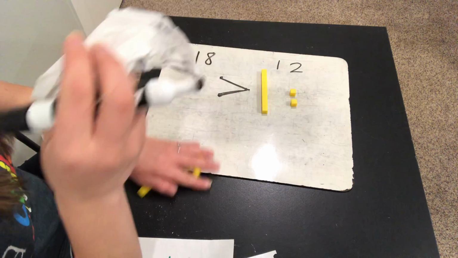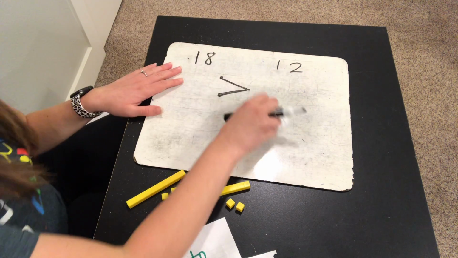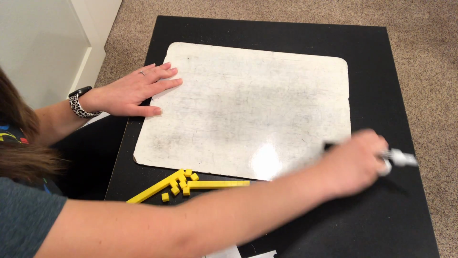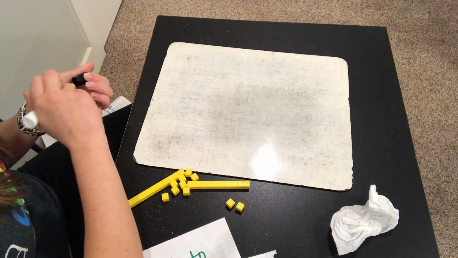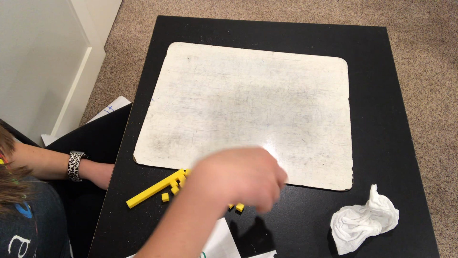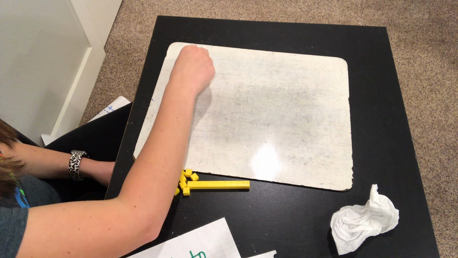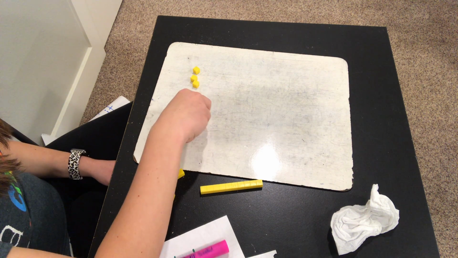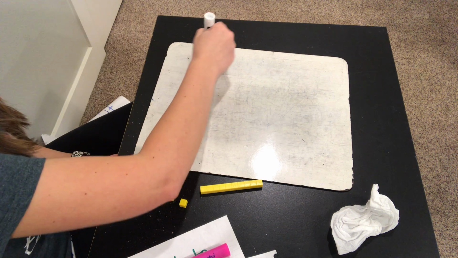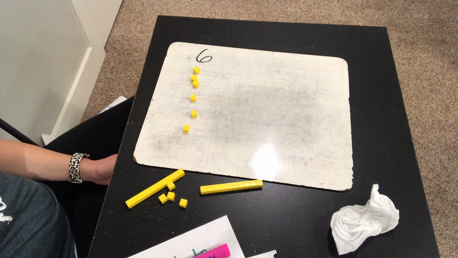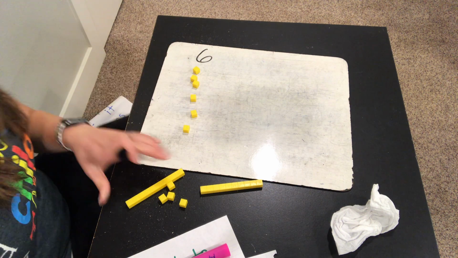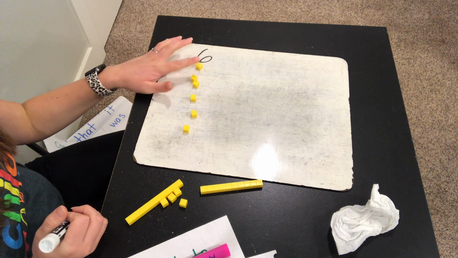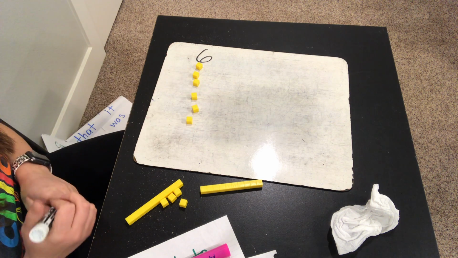Okay, let's do one more for today. On the left, let's build 6. Okay, now write 6 like this. There's only a ones place in 6, so I should not have pulled out any tens. 1, 2, 3, 4, 5, 6.